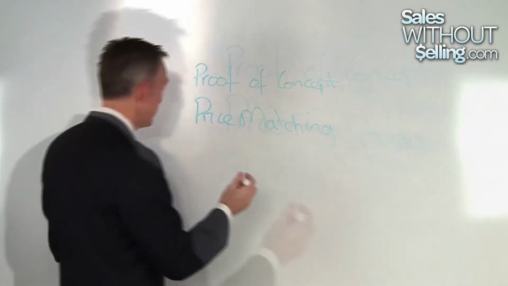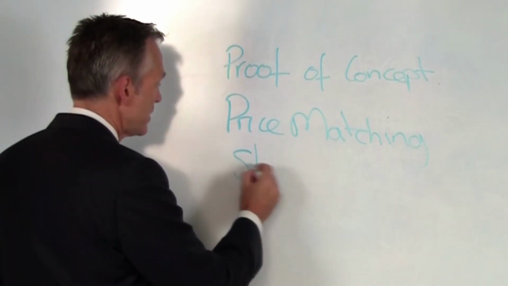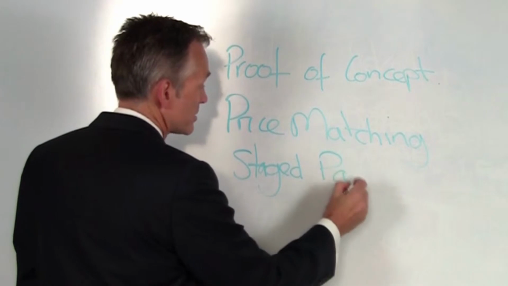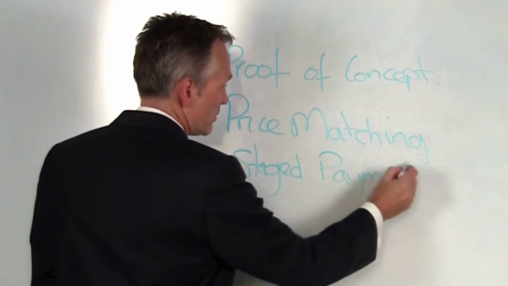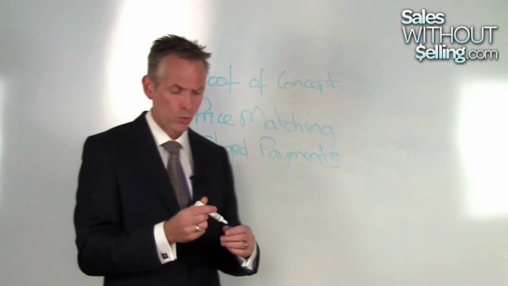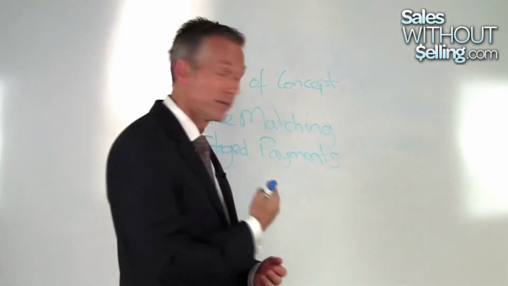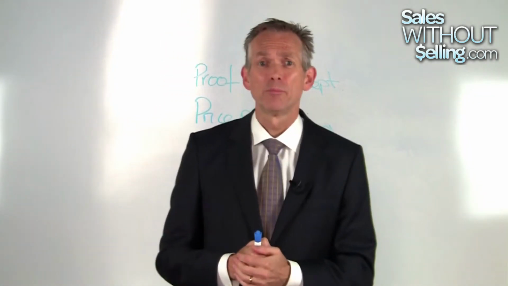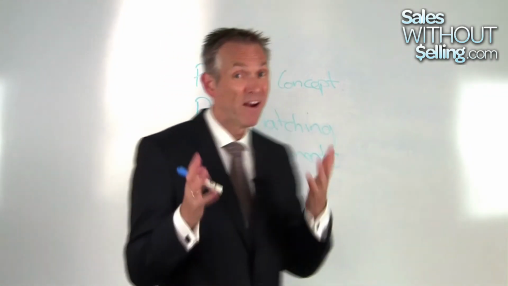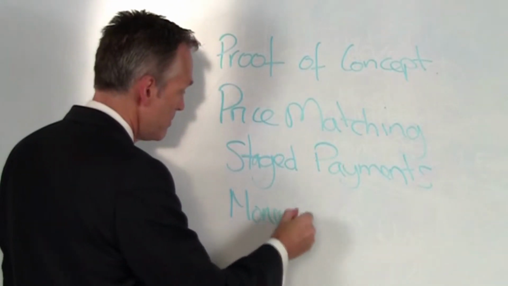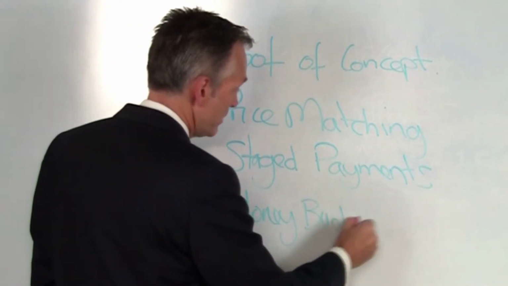Another one, it could be that I haven't got that much money to spend perhaps, so you may look at what we call staged payments. Okay, so that's why financing works so well. When you buy a car, you pay so much per month rather than all in one go. So that can help reduce one of the barriers. Another very powerful one is what we call the money back guarantee.